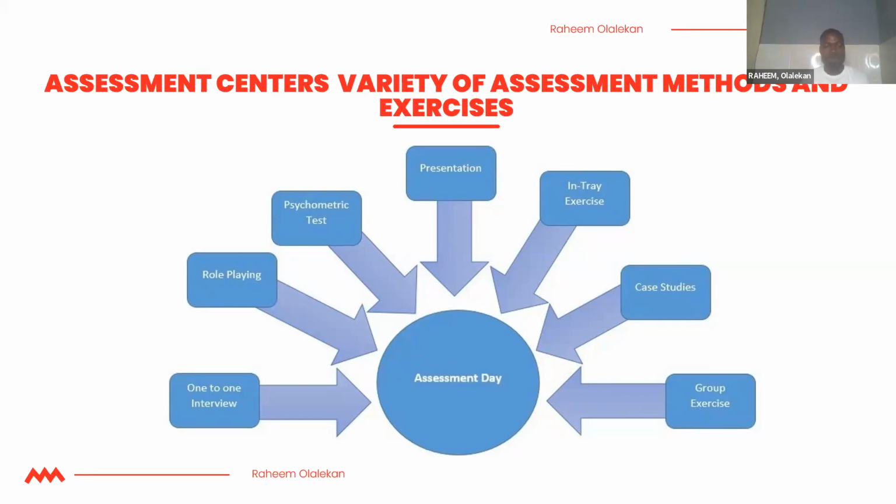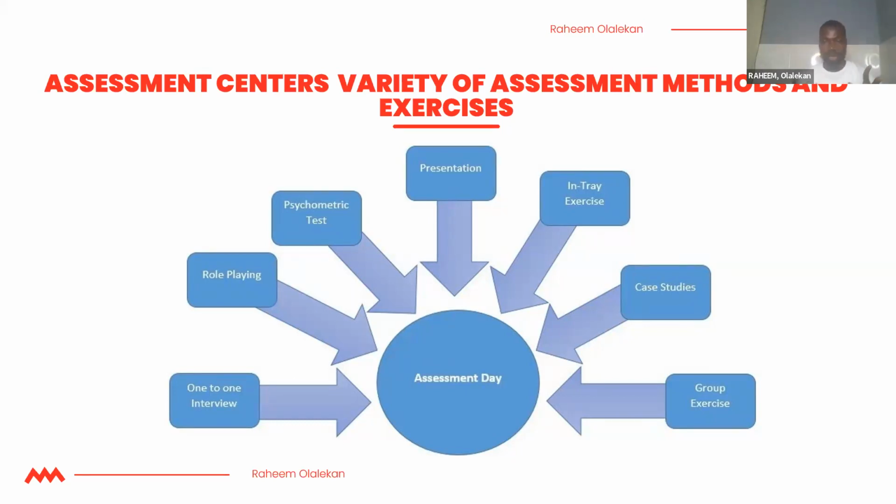Now, the in-tray is, you'll be given a kind of role to play, but with that role, you cannot perform it without others. In most cases, in-tray is used to assess 2 major skills or behavioral indicators. One is leadership, another one is teamwork. So when they deploy in-tray, they are either using it for leadership traits in you or team management.